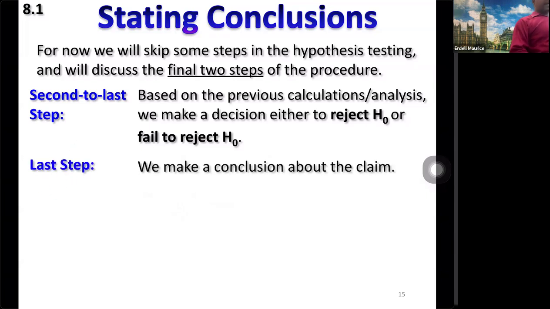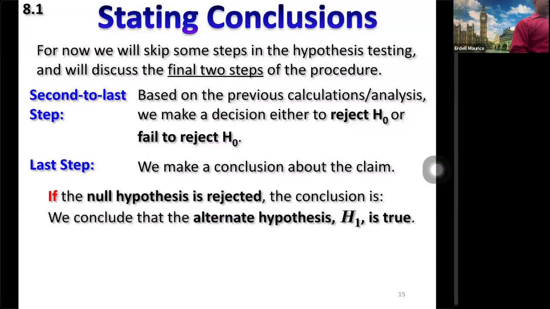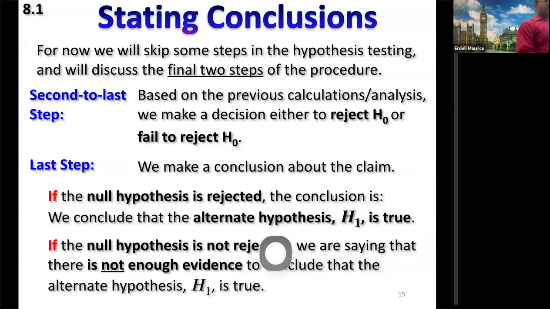And then once we've made that assumption right here, we make a conclusion or a claim. If the null hypothesis is rejected, the conclusion is that the alternate hypothesis is true. If the null hypothesis is not rejected, we don't say the null hypothesis is true. Instead, we say that there is not enough evidence to conclude that the alternate hypothesis is true. Remember, there's only a 10% chance that the null is true, but we're still not rejecting it, right? Because we just don't have enough evidence.